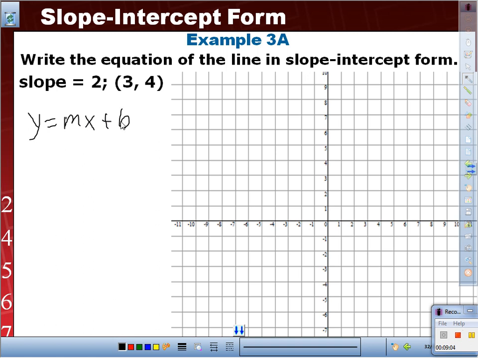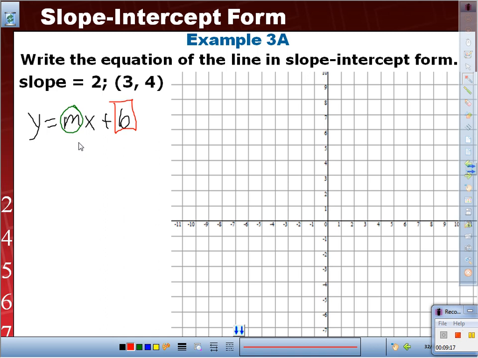mx plus b. So our very first step is always to write our slope-intercept form. Is that correct? Okay. So what information do we need to write our equation? We need a slope and our y-intercept. So right now you're just paying attention. You'll copy at the end. Put your utensils down, please.